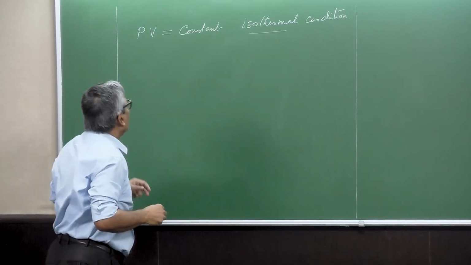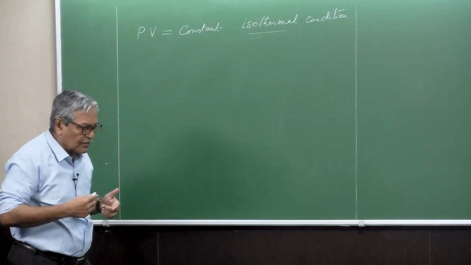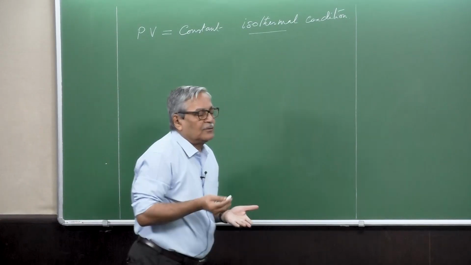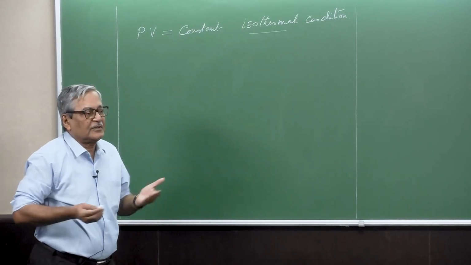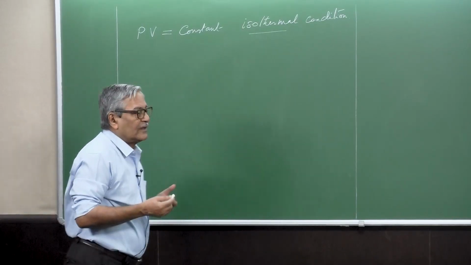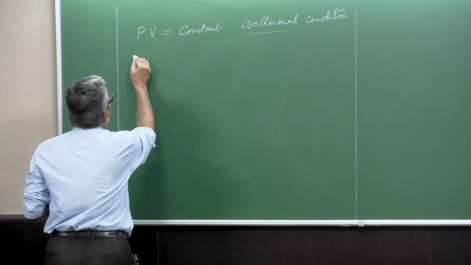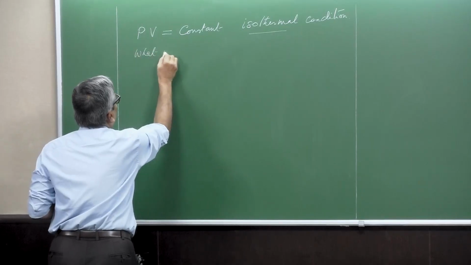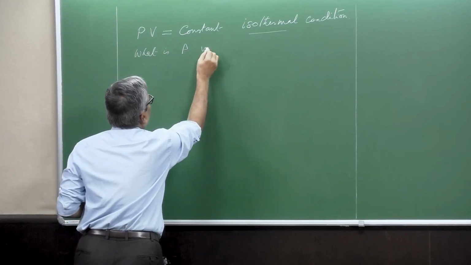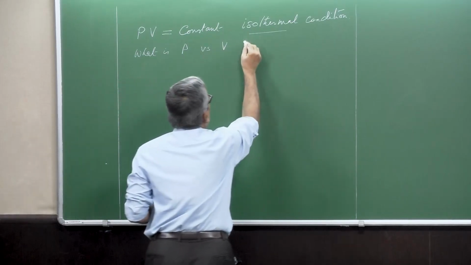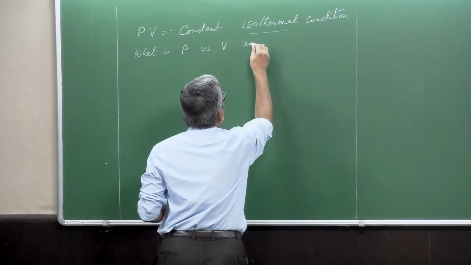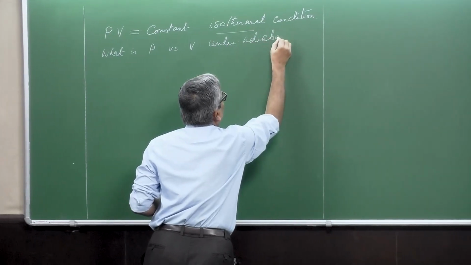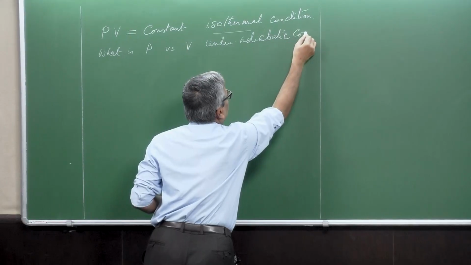Now, if we try to seek a relation between pressure and volume under a different condition, that is, you are changing pressure with volume, then what should be the relation under adiabatic condition? So, what is the relation of P versus V under adiabatic condition?